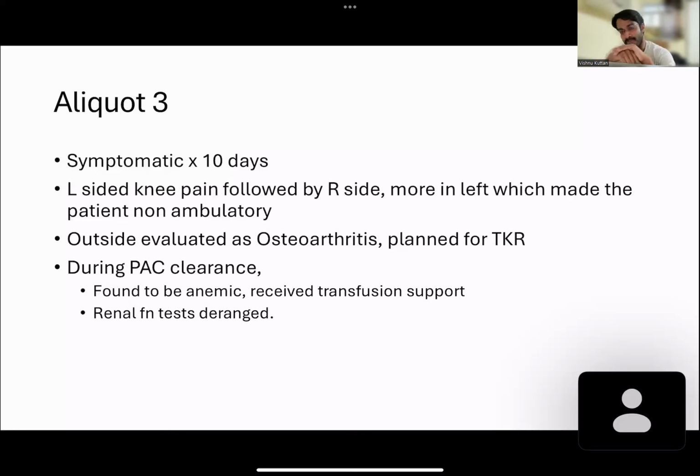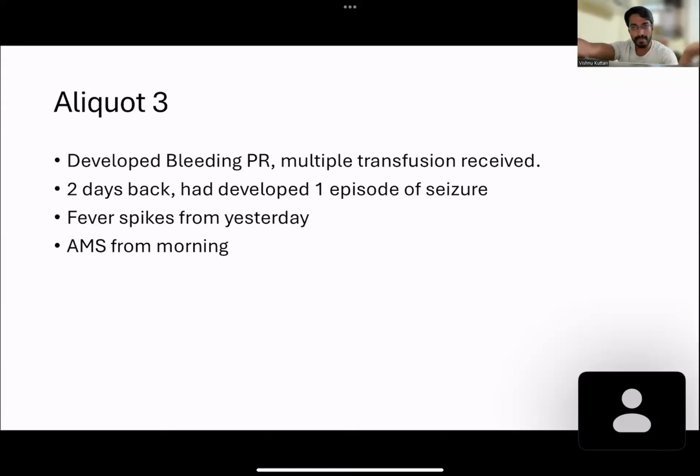So then they referred him for PAC clearance, and on PAC clearance he was found to have some renal function that is deranged. And they found the patient to be anemic, and he received some transfusion support. Renal function deranged was in the ratio; I'll show it as the case progresses on. And here things start to get a little bit bad because he started developing bleeding PR. For the bleeding PR, I did not find any papers or any evaluation, as is the case with most of our patients. They don't have proper evaluation papers, or they might have lost the papers, whatever it is. But one paper showed that he had developed some bleeding PR for which multiple transfusions had been received.